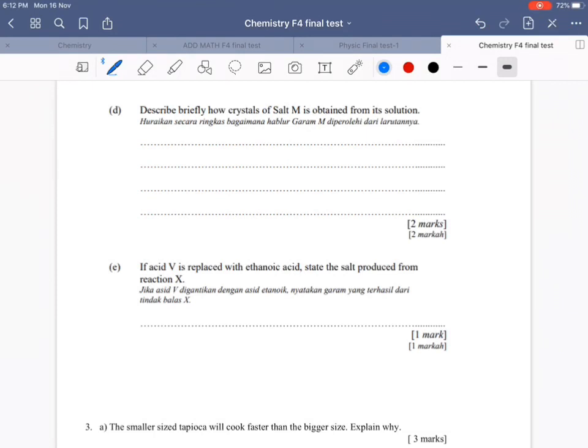Okay, for part D, describe briefly how the crystals of salt M are obtained from its solution. The salt M is sodium chloride, and sodium chloride is a soluble salt. So how can we extract the sodium chloride from its solution? For a soluble salt, you have to heat it until it becomes a saturated solution, let it cool to crystallize, and then in the end you can wash with distilled water and dry it with filter paper. So it's only 2 marks.